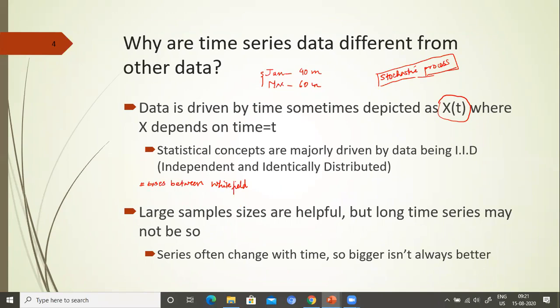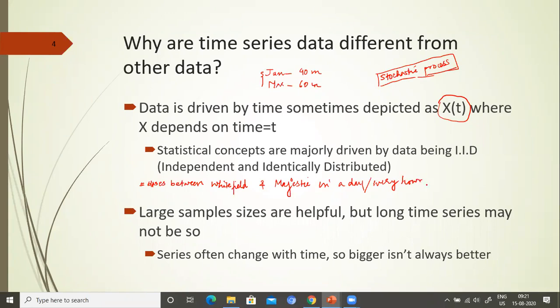So okay, let's figure this out. So what is, say, the number of buses between Whitefield and Majestic, right? In a day, or say every hour.